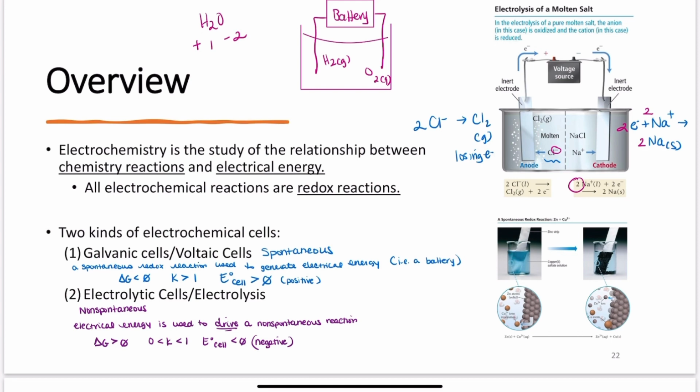So if oxygen is losing electrons, oxidation is loss, the oxygen is being oxidized, and the hydrogen is gaining those electrons. Hydrogen is being reduced. Hydrogen is forming H2 gas.